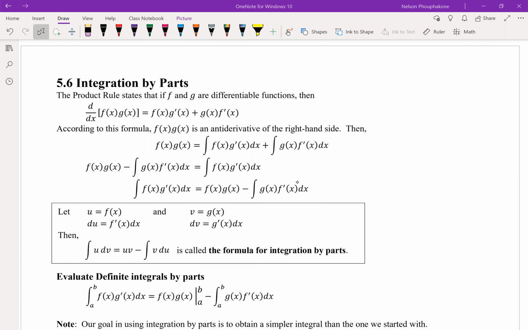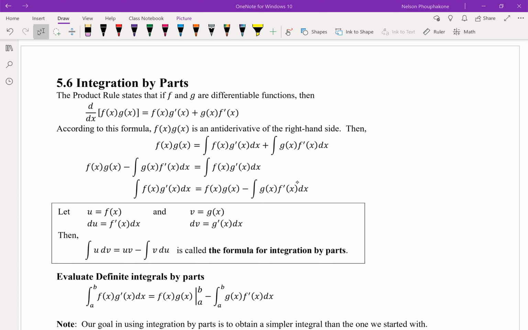Okay, so let us get to section 5.6, which is talking about integration by parts. Now the product rule states that if f and g are differentiable functions, then the derivative of the product f times g is f of x times g prime of x plus g of x times f prime of x.